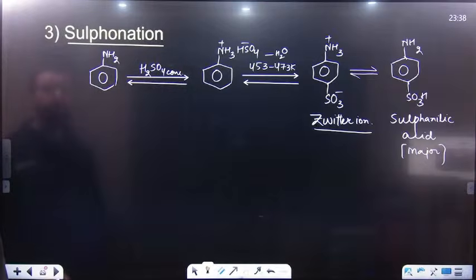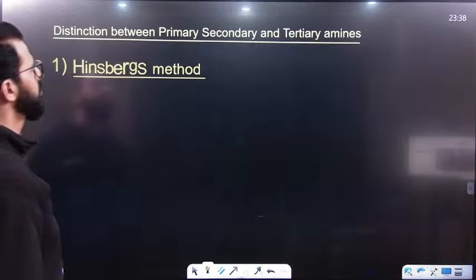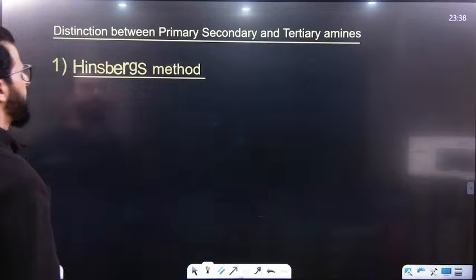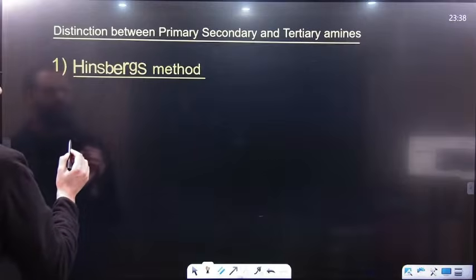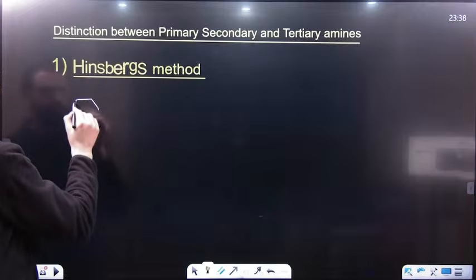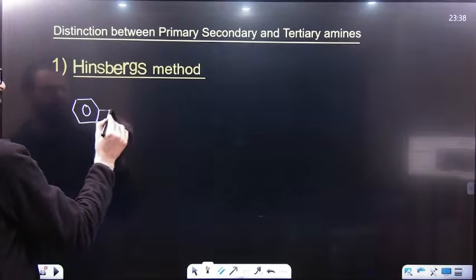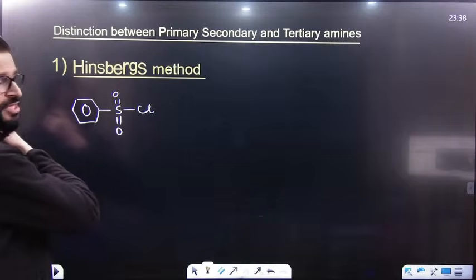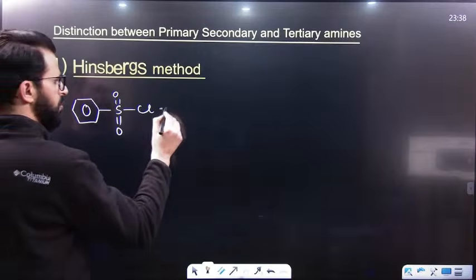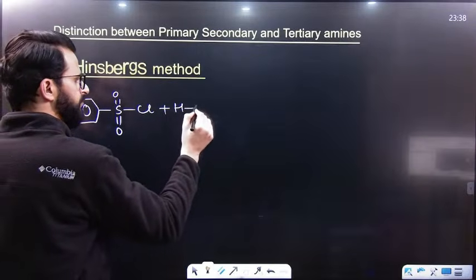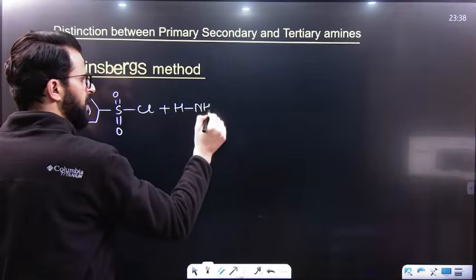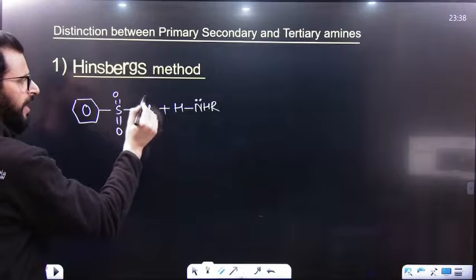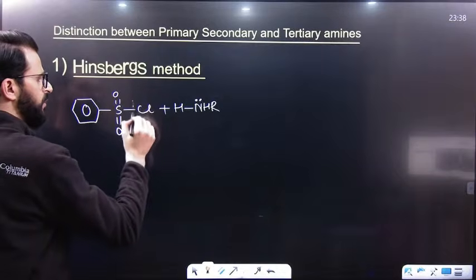After this, we are having distinction between primary, secondary and tertiary amines. We can distinguish primary, secondary and tertiary amines with the help of this method. Have a look how. Benzene sulfonyl chloride is actually known as Hinsberg reagent. So this is Hinsberg reagent. When it reacts with primary amine, what will happen? It will attack this sulfur and Cl will be lost. That Cl minus will abstract H from this.